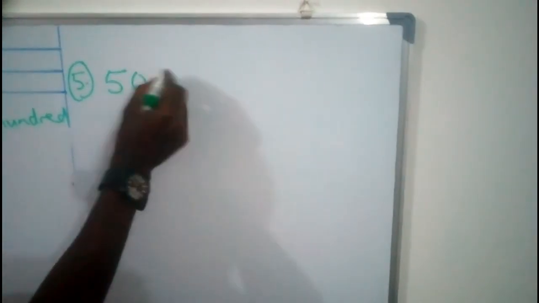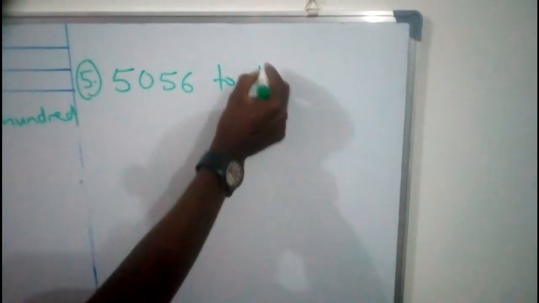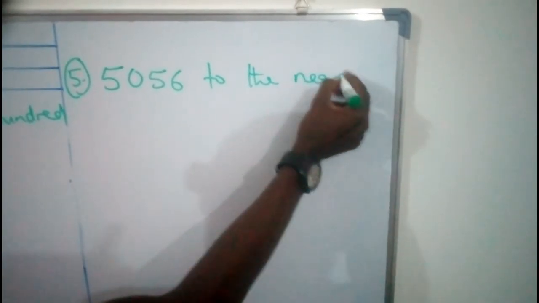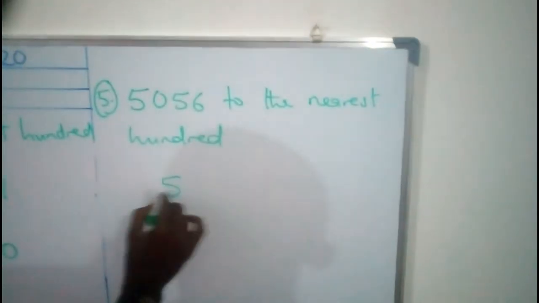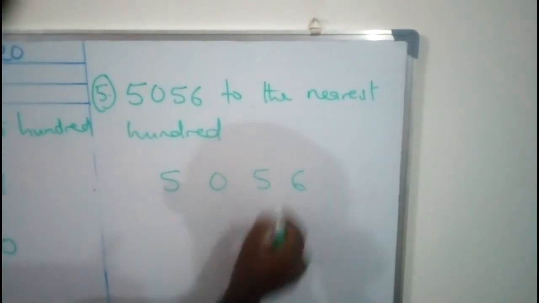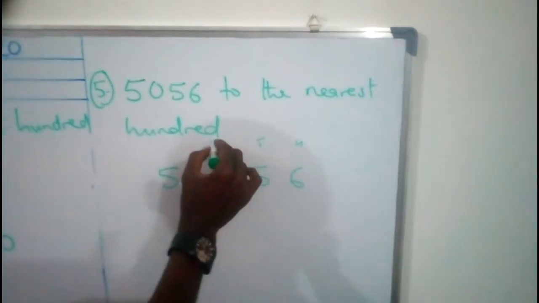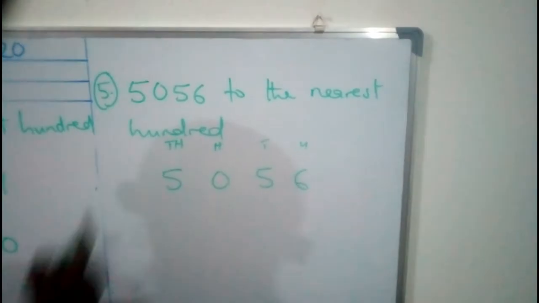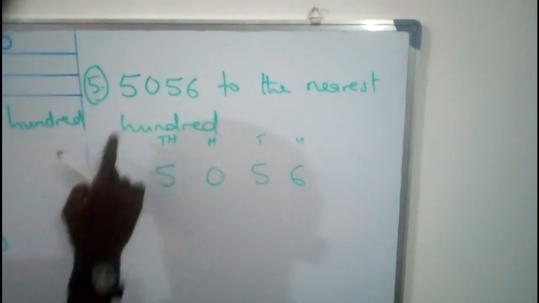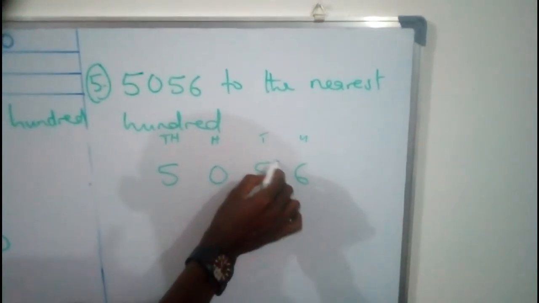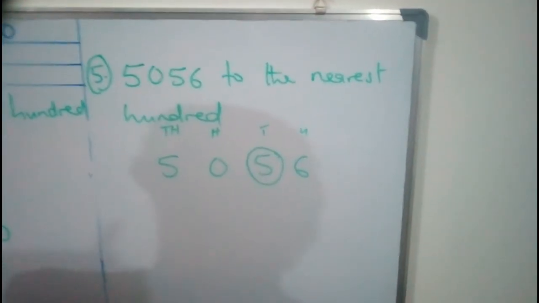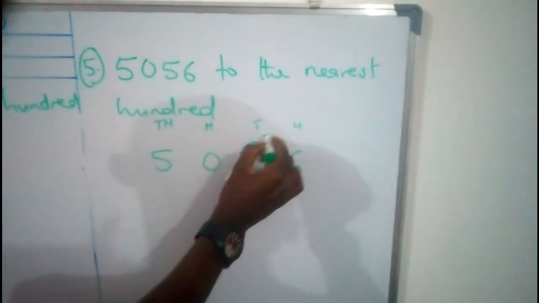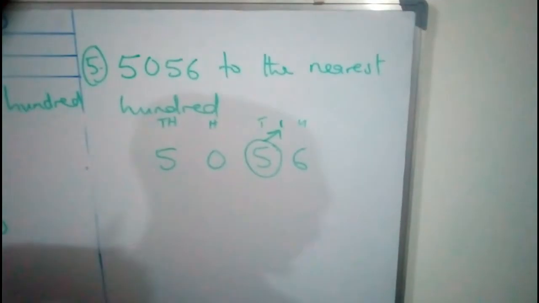Approximate 5,056 to the nearest 100. Alright, so you separate your digits. 5,056: unit, tens, 100, and 1,000. So since we are to round off to the nearest 100, you consider the place value before it, which is tens, and this happens to be 5. Do we round 5 up or down? We round 5 up. Remember, we round up numbers that are equal to 5 or greater than 5.